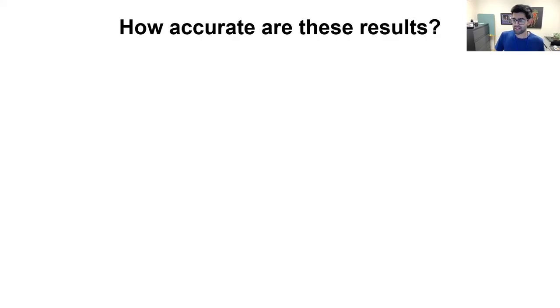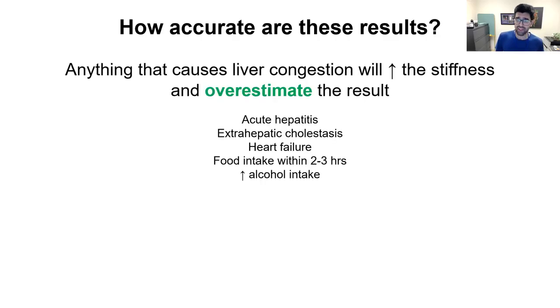So how accurate are these test results? Well, anything that causes liver congestion will increase the stiffness and overestimate the result. So things like acute hepatitis, extrahepatic cholestasis, heart failure, which causes a congestive hepatopathy, food intake within 2 to 3 hours, the mechanism is not quite clear, and increased alcohol intake.